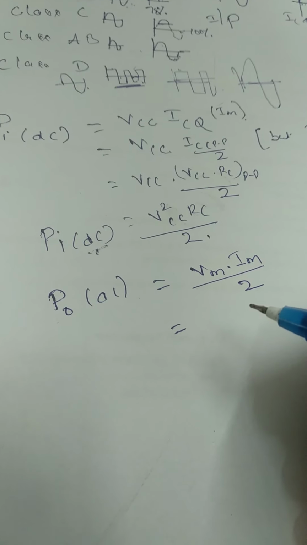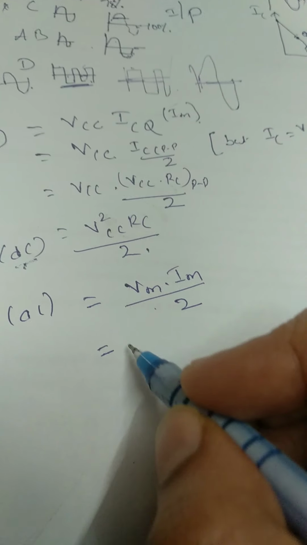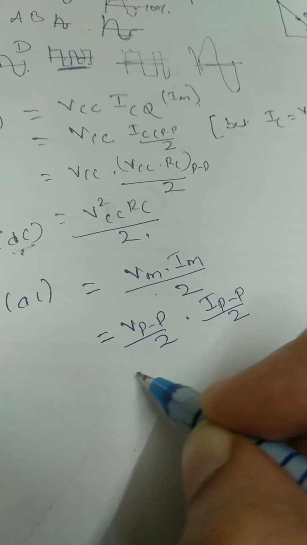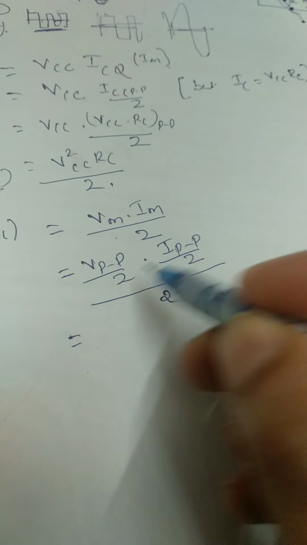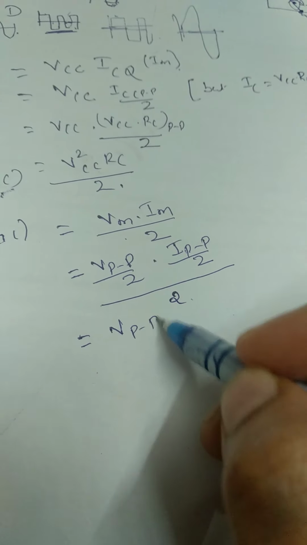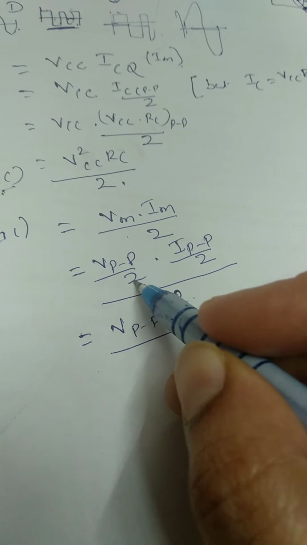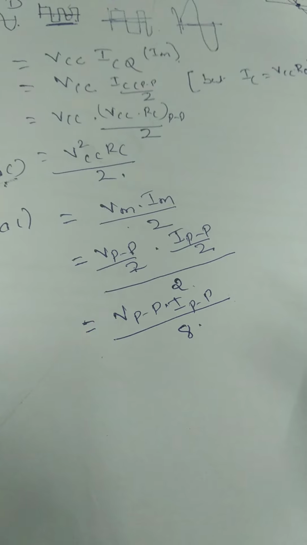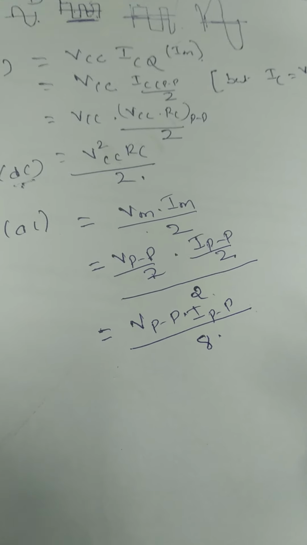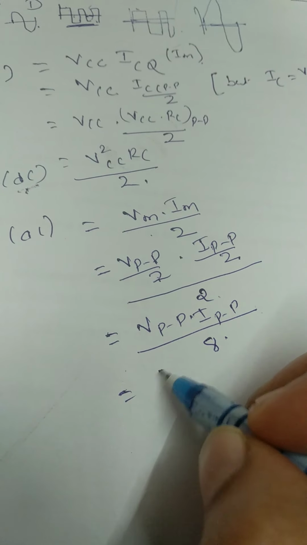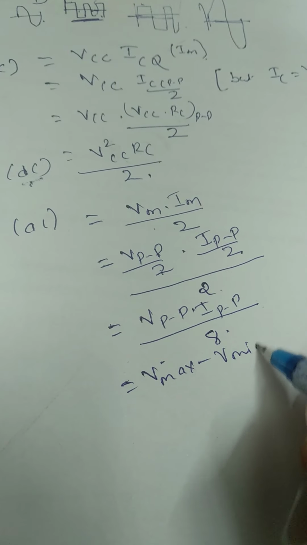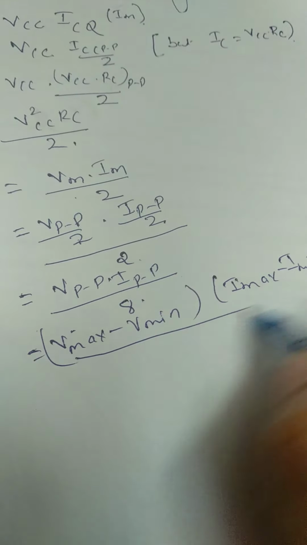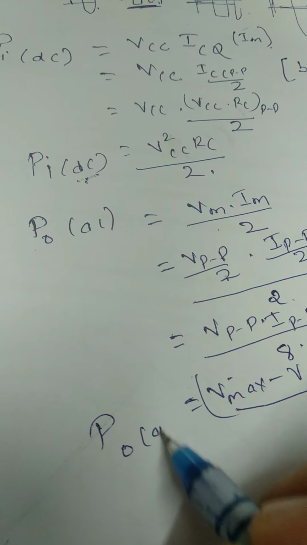But what is VM into IM? I have already told VM is V peak to peak divided by 2 into IM is I peak to peak divided by 2, whole divided by 2. I'll just split this: V peak to peak into I peak to peak divided by, if I multiply, 2 2s are 4, so 8 I'll get. I have already told V peak to peak is V max minus V min, and I peak to peak is I max minus I min, divided by 8. So this is my output AC power.